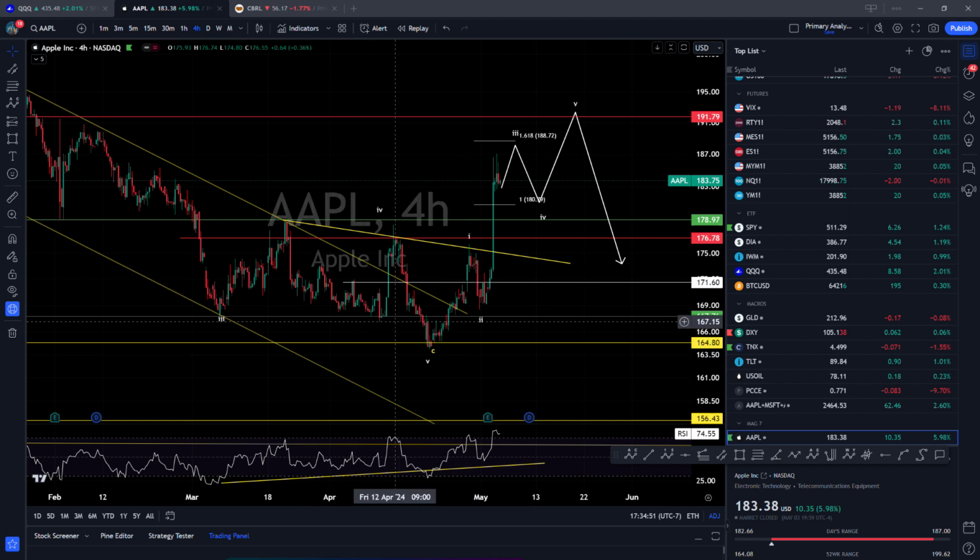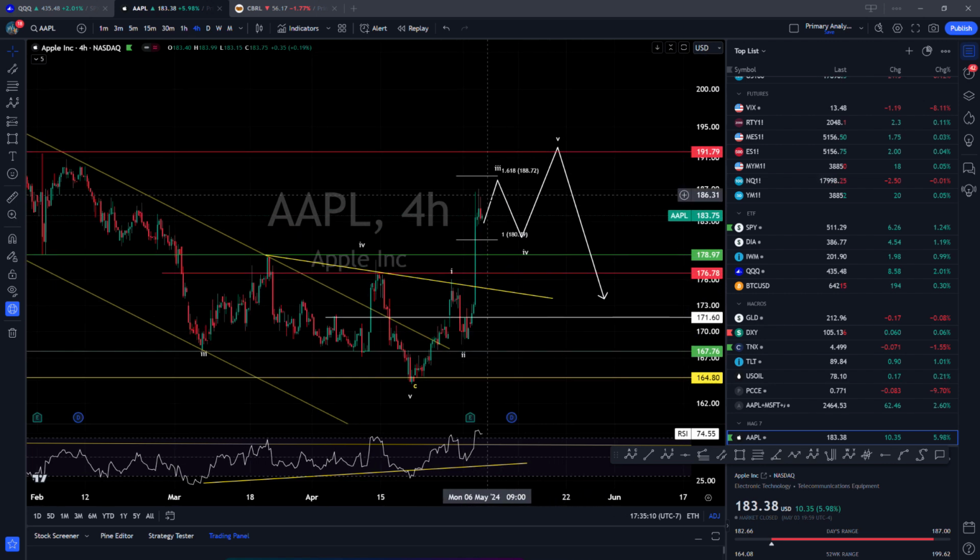We were long before. We took a long here at around 171, and then it dipped. And with the earnings, we were able to come out of those calls that we were holding. But I think we could play around with this as it completes this move.